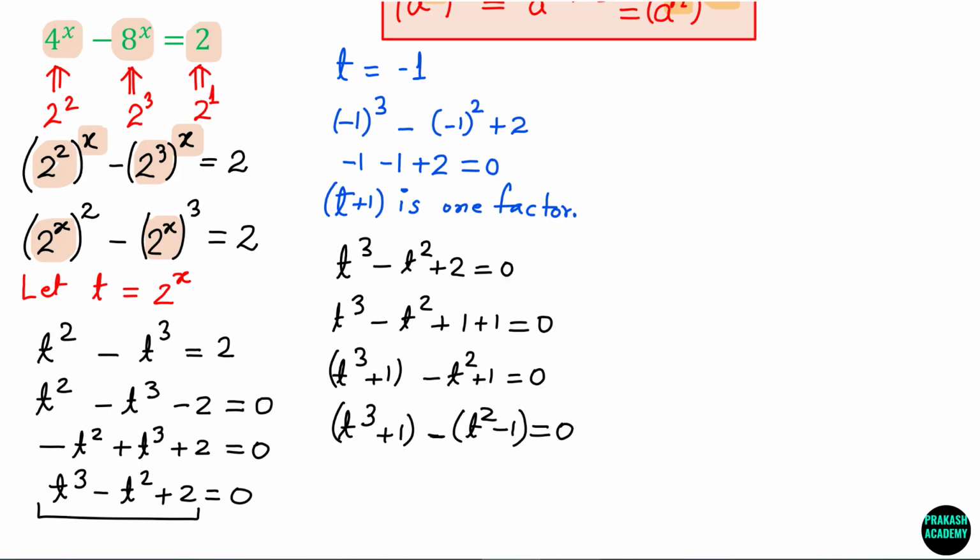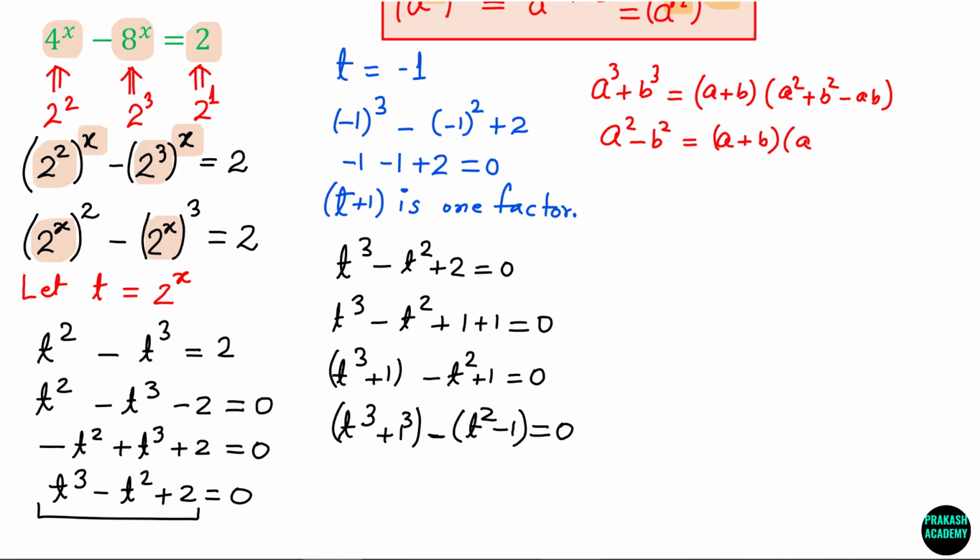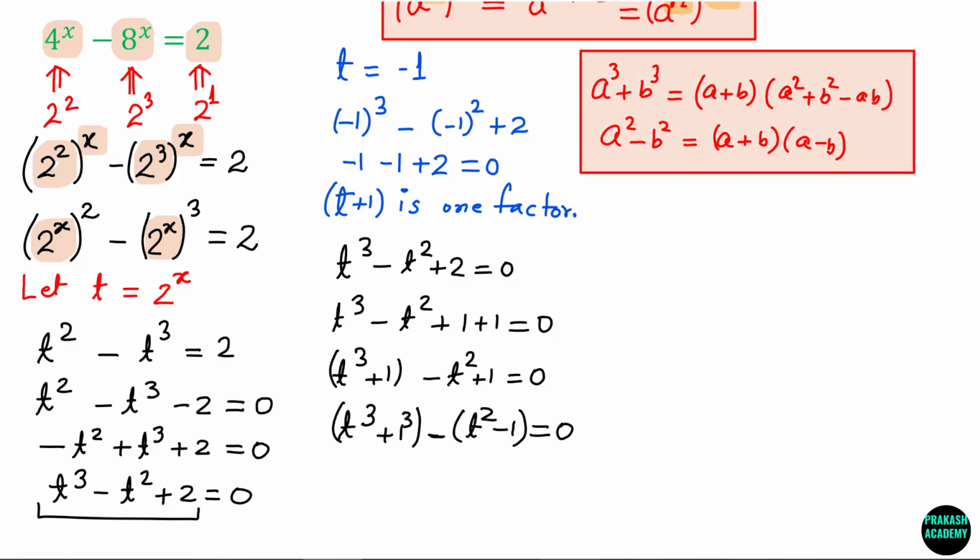So this equation is nothing but t cube plus 1 cube, that is a cube plus b cube. If you remember this formula, a cube plus b cube is equal to a plus b into a square plus b square minus ab. Similarly, t square minus 1 can be broken using the formula a square minus b square, that is a plus b into a minus b. So I will use these two formulas to expand the terms.